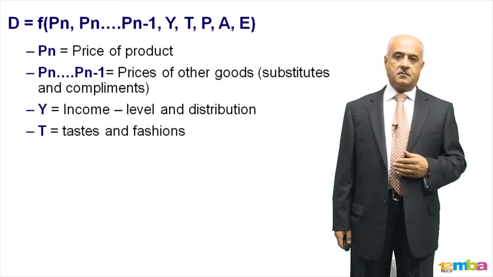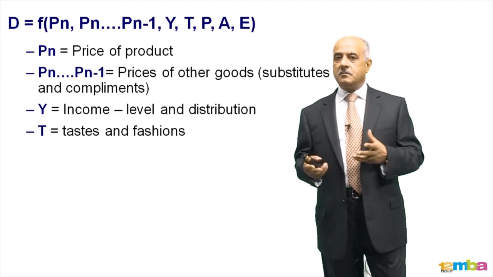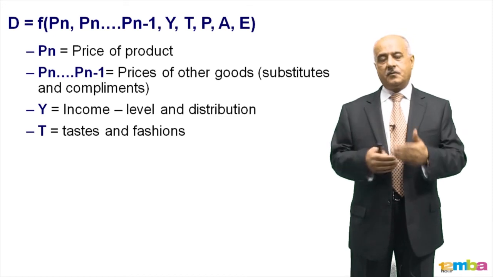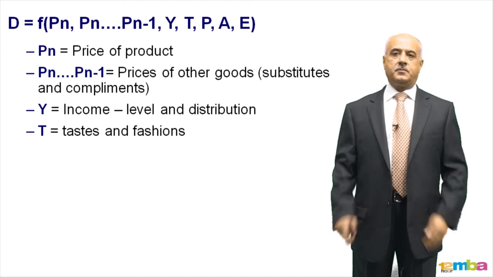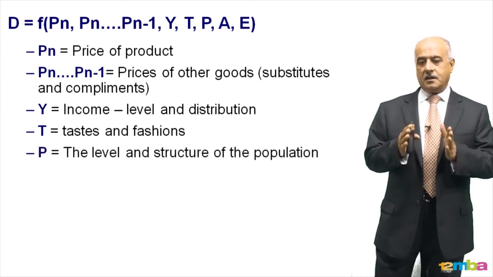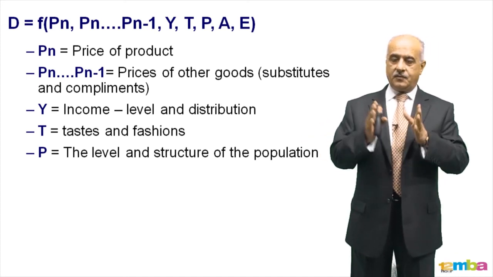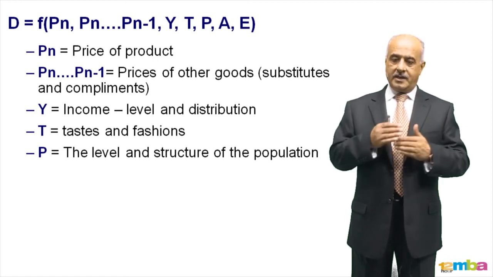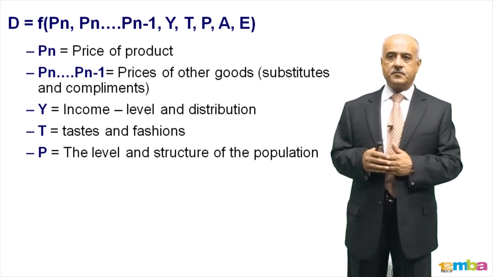Taxes and fashions. There may be some fashion that came in; 2 years ago there was not a demand for a certain product, but all of a sudden with the new fashion, now everybody is going to buy that product. The demand for that product goes up. The level and structure of the population. Again, there are different age levels of populations. In different age groups, there will be different demands for different products. And as these age groups move, the demand for different products will change.